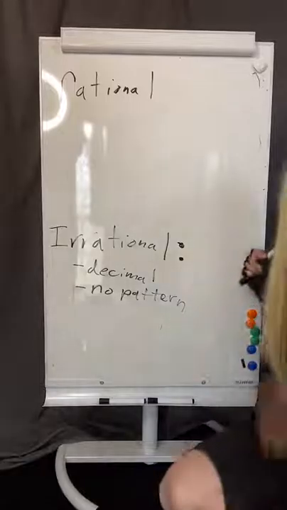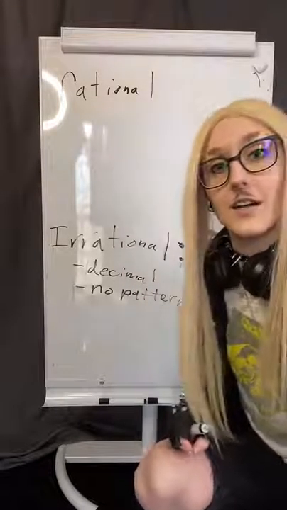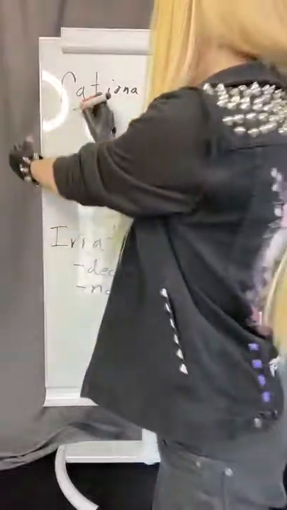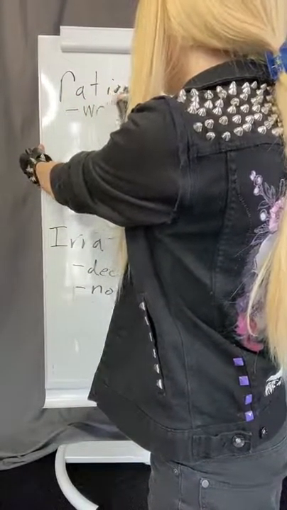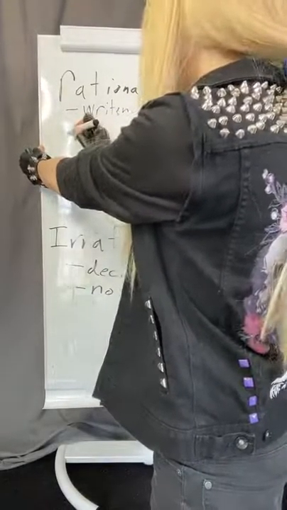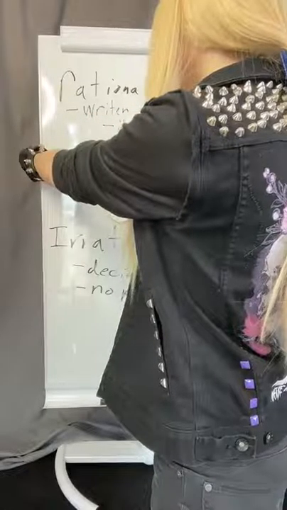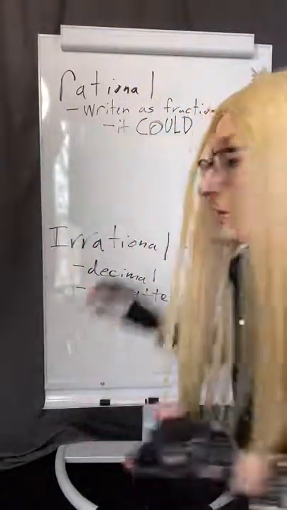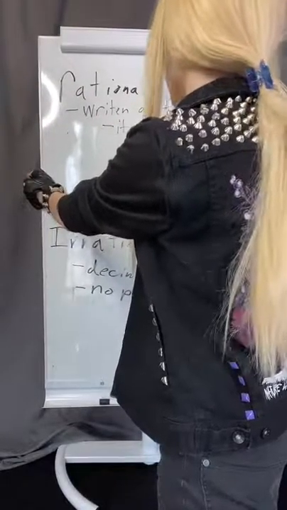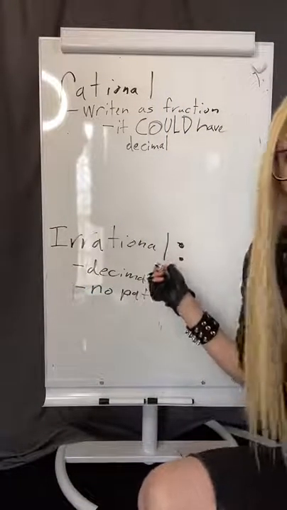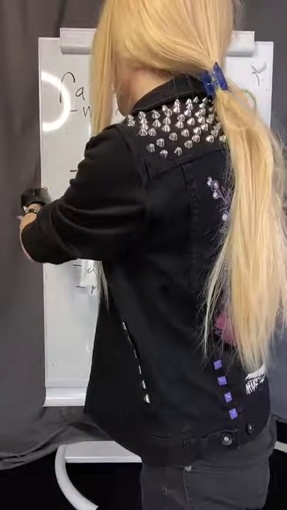But, I'm gonna move to this side. If you have something that can be written as a fraction, right? It can be written as a fraction. So it could have a decimal. It could. It doesn't need to. It could have a decimal. So it can be written as a fraction. It could have a decimal. And if it has a decimal, it has a pattern.